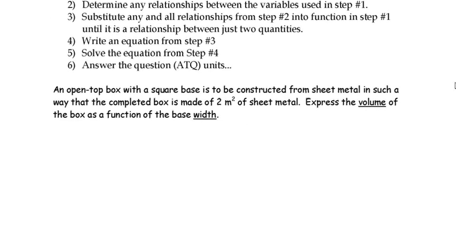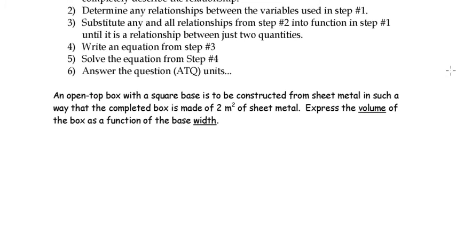And then step two, determine any relationships between the variables used in step one. Step three, substitute any and all relationships from step two into step one, until it is a relationship between just two quantities. What that's saying is that we're going to keep on substituting any information we can in until we can reduce the number of variables on down. We want a relationship between just two quantities.